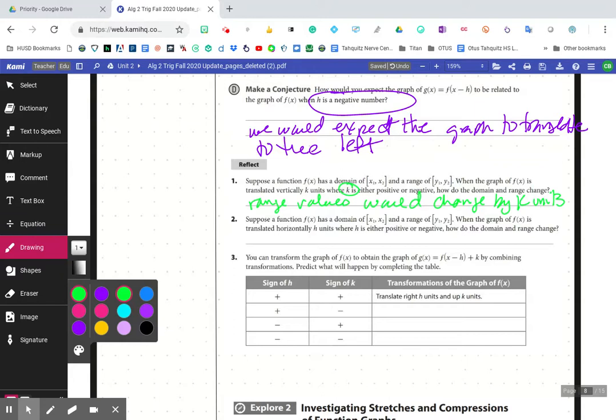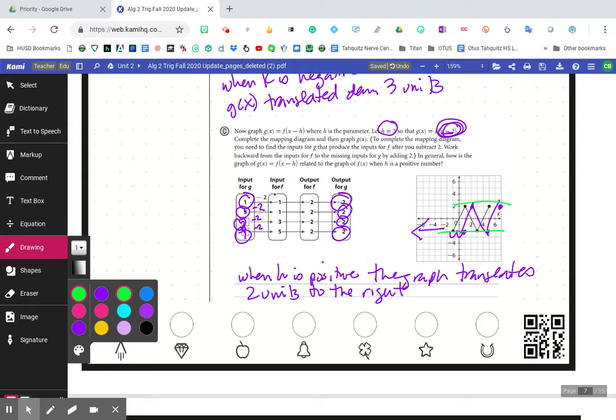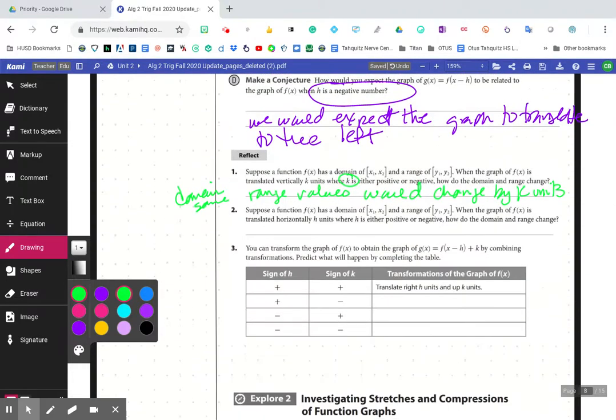Suppose the graph is translated horizontally, where h is either positive or negative. How do the domain and range change? Oh, we want to say the range is the same on this one. Notice the range values stayed the same, but the domain values definitely changed. They changed by h units. So range the same. Domain values would change by h units.